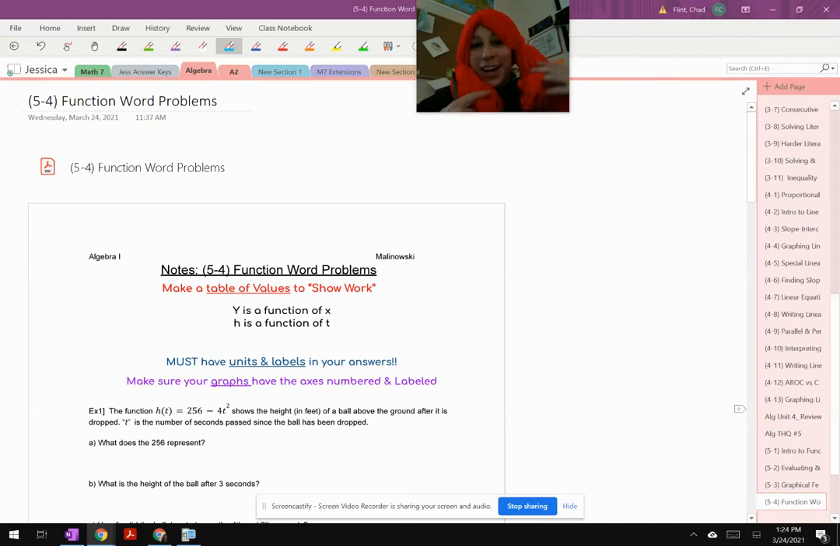Look, guys, I dyed my hair again. Isn't that so pretty? It's nice and red.